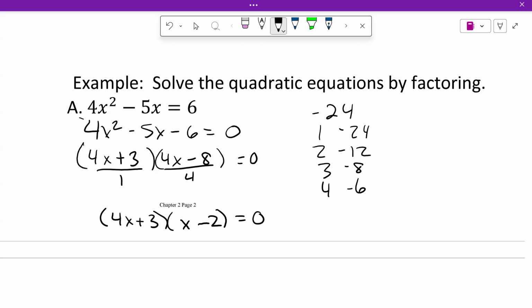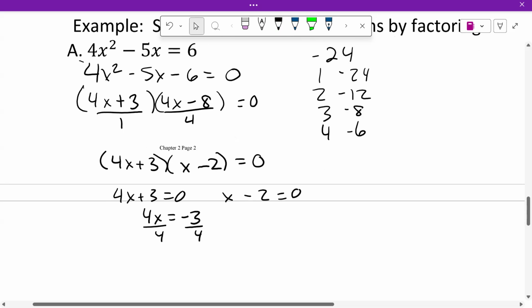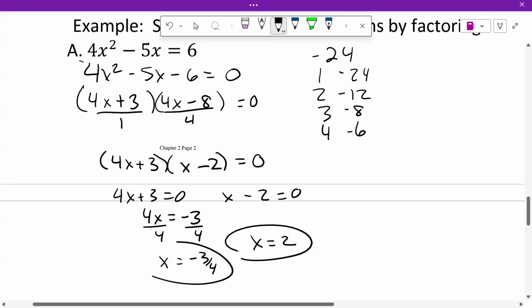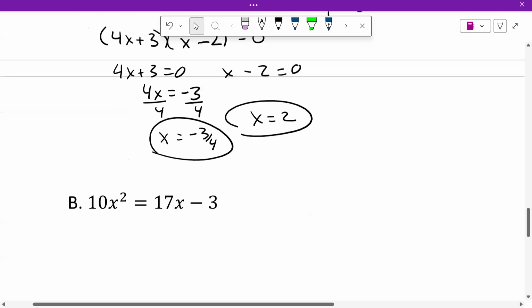So I'm not done yet. When there's an equation, you're not done. You got to keep going. So 4x plus 3 equals 0. X minus 2 equals 0. 4x equals negative 3, divided by 4. X equals negative 3/4. X equals 2. So, step by step by step. Some of these take 5 or 6 steps to solve. Okay? Take your time. Get them solved right.